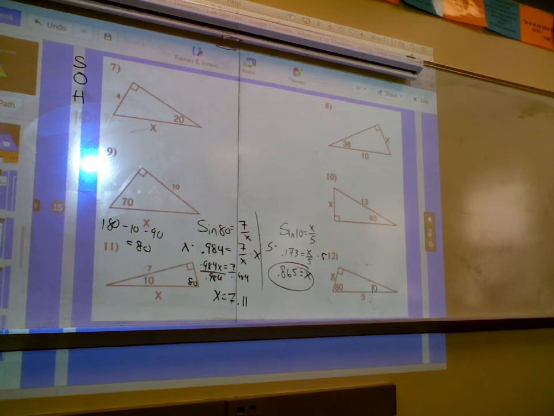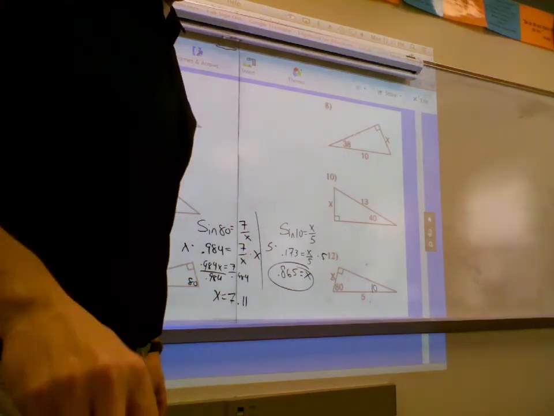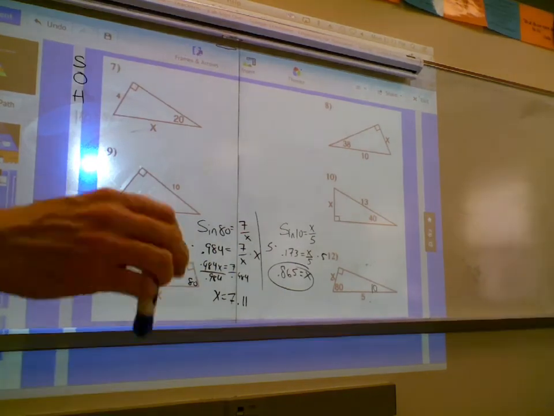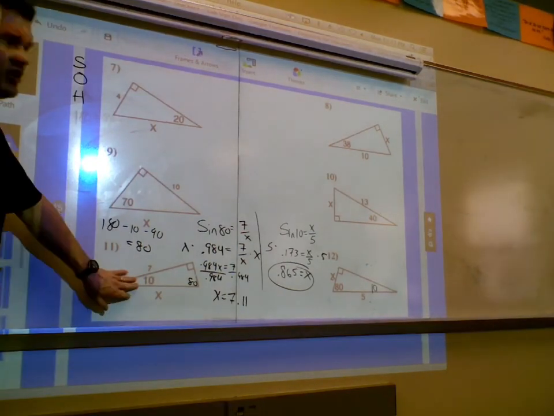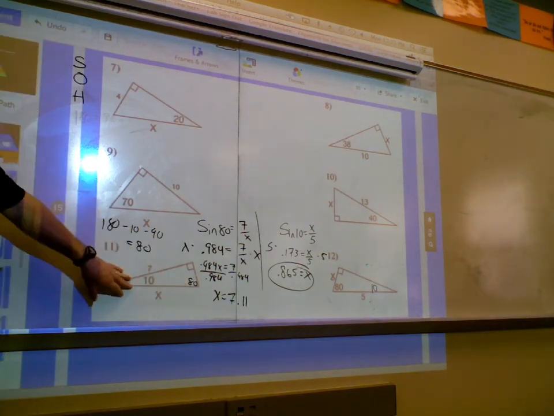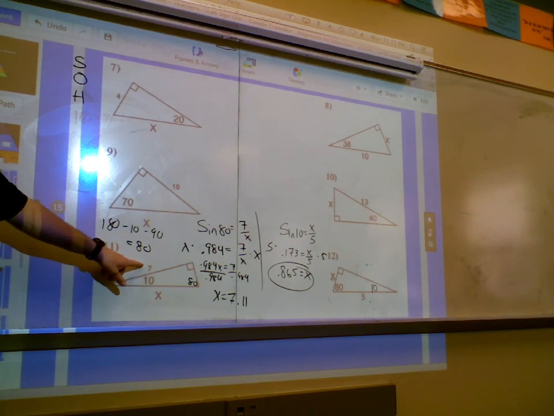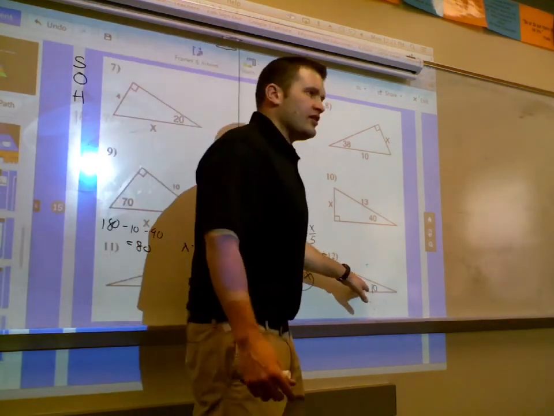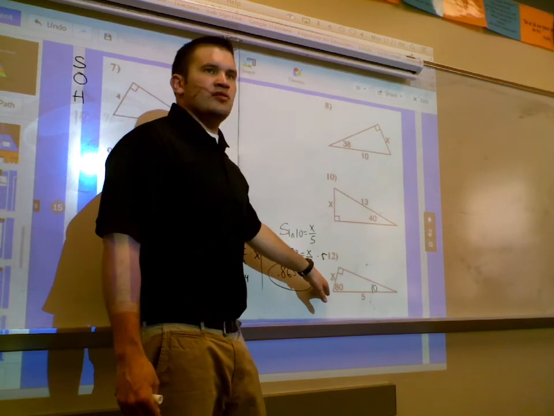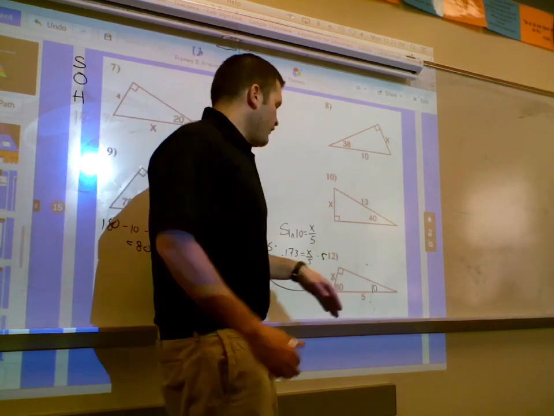Now, can we use the other ones? Can we use cosine or tangent? What do you guys think? This one right here, does it set up better for sine or cosine? If I didn't know this was 80, is this sine or cosine? Cosine, because 7 is adjacent. If I didn't know 10, is this cosine or sine? Cosine. So for 12, we could do this.